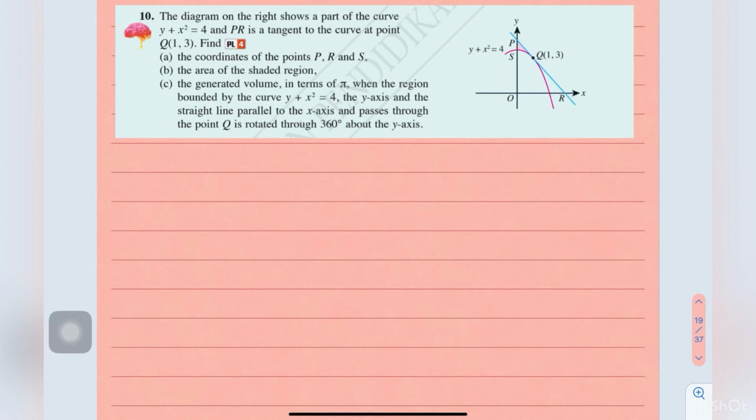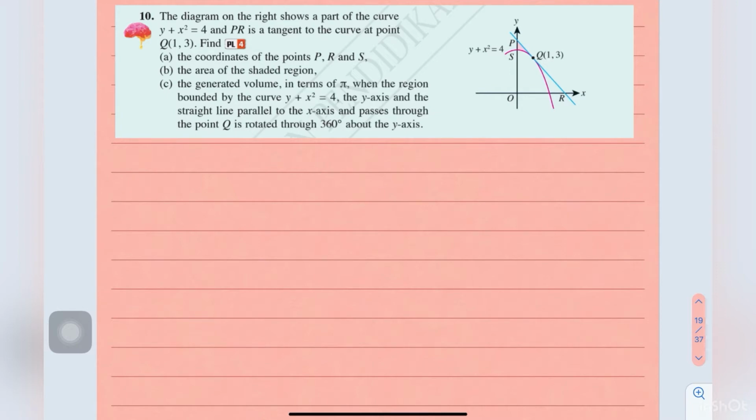Then we move to the next question, which is question number 10. The diagram on the right shows a part of the curve y + x² = 4, and PR is a tangent to the curve at point Q (1, 3). Find (a) the coordinates of the points P, R, and S.